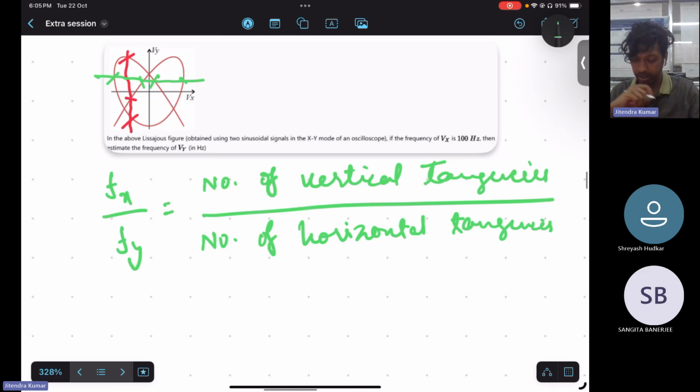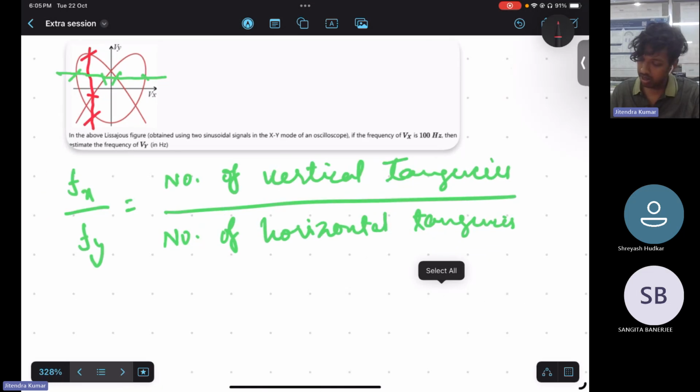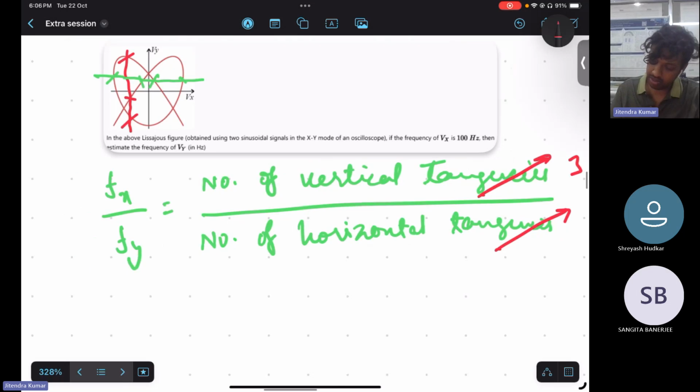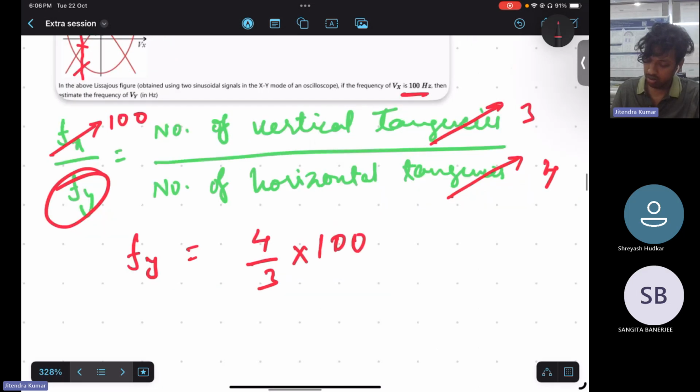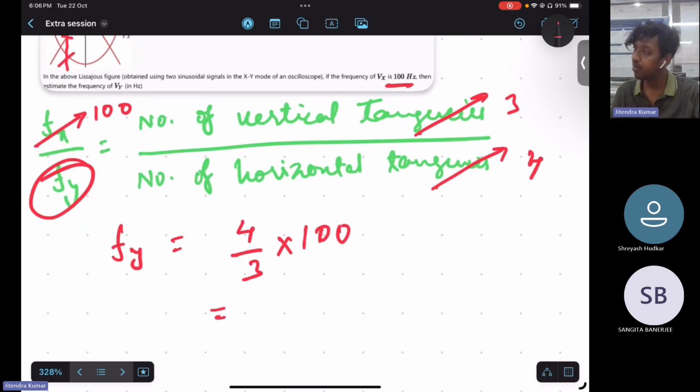So it will be equal to: vertical tangencies are 3, right? So this is 3, this is 4, and Fx is given as 100. So we just need to calculate Fy. So Fy will be 4 by 3 into 100, which should be equal to 133.33. Okay, I hope it is fine with you guys.